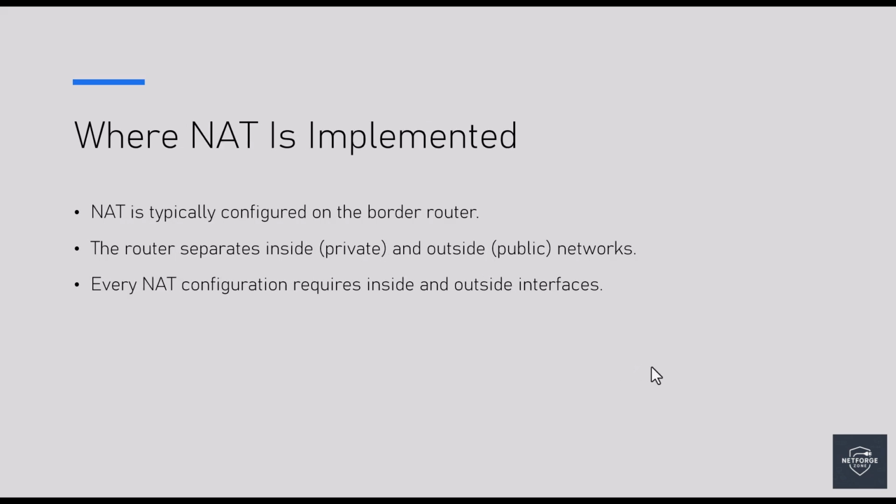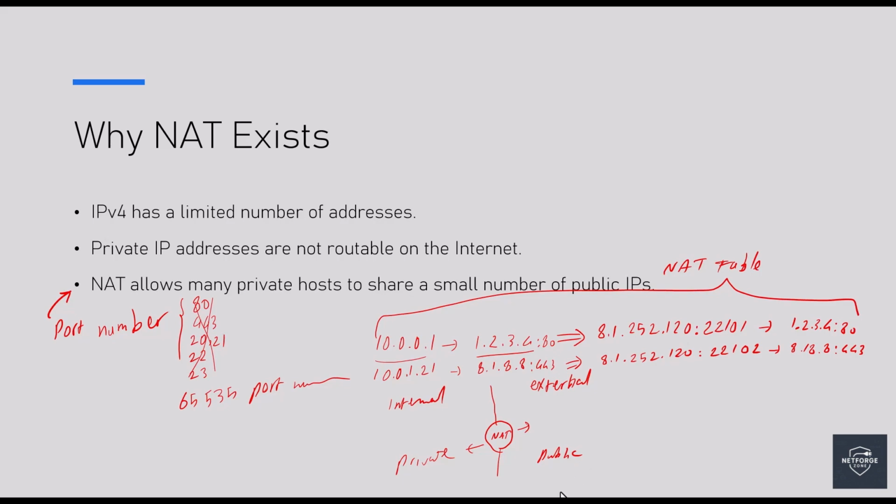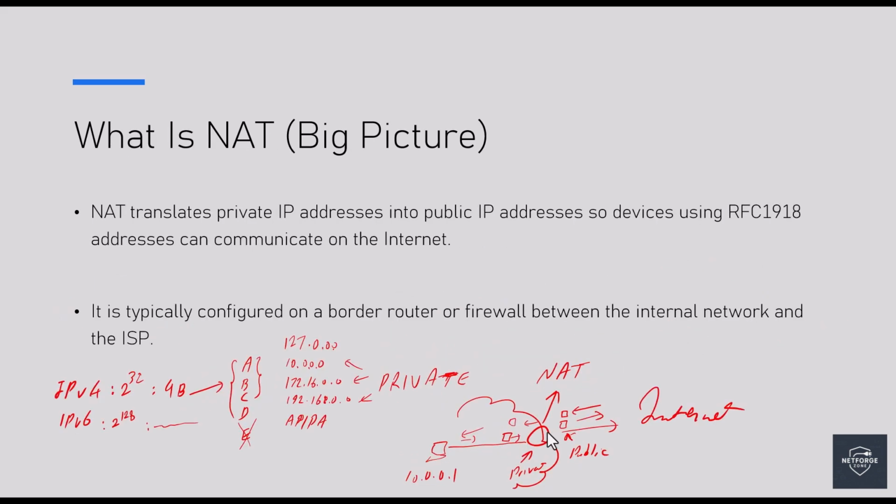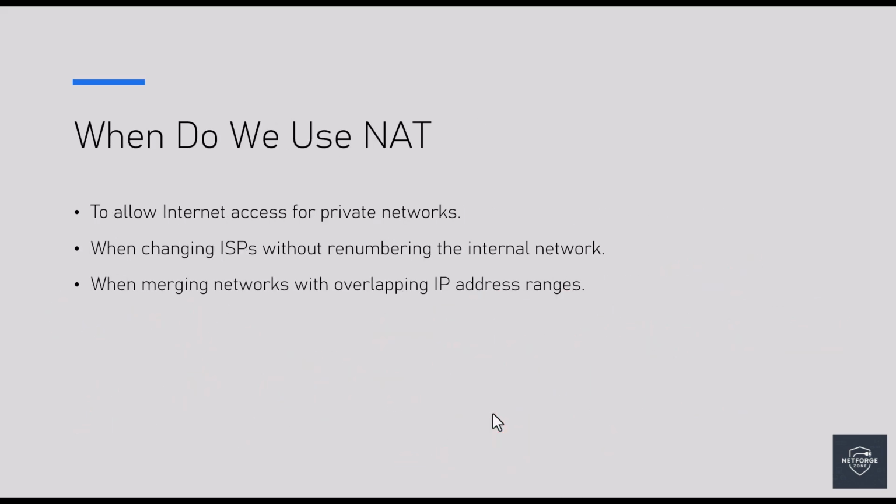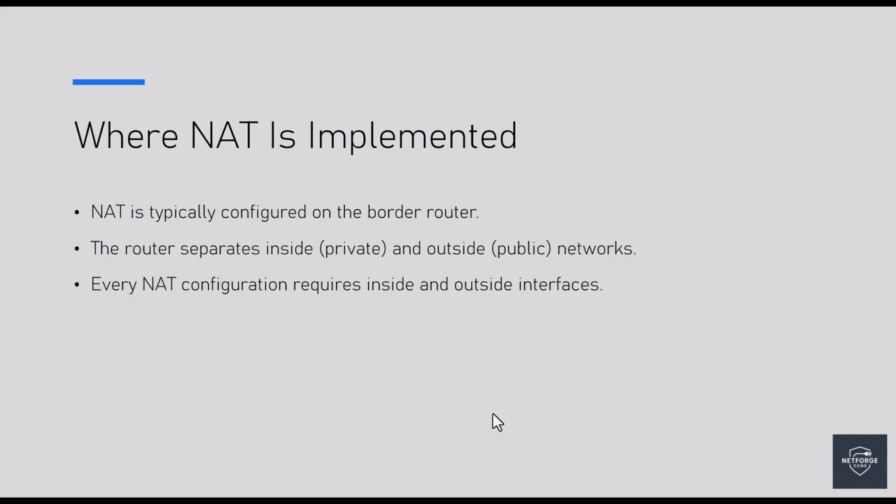Where is NAT implemented? NAT is typically configured on the border router. You just saw this, right? I just drew this here. There was a border router even in here. That is the, let's say, boundary between my internal network and the external network. That is where we use NAT, to separate the inside and outside network.